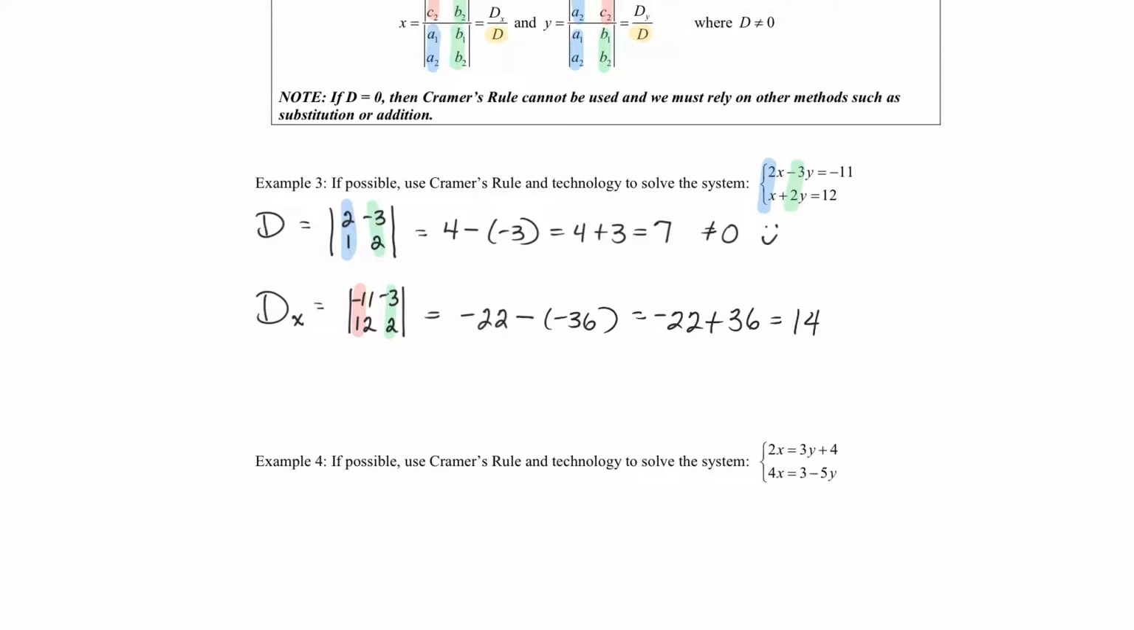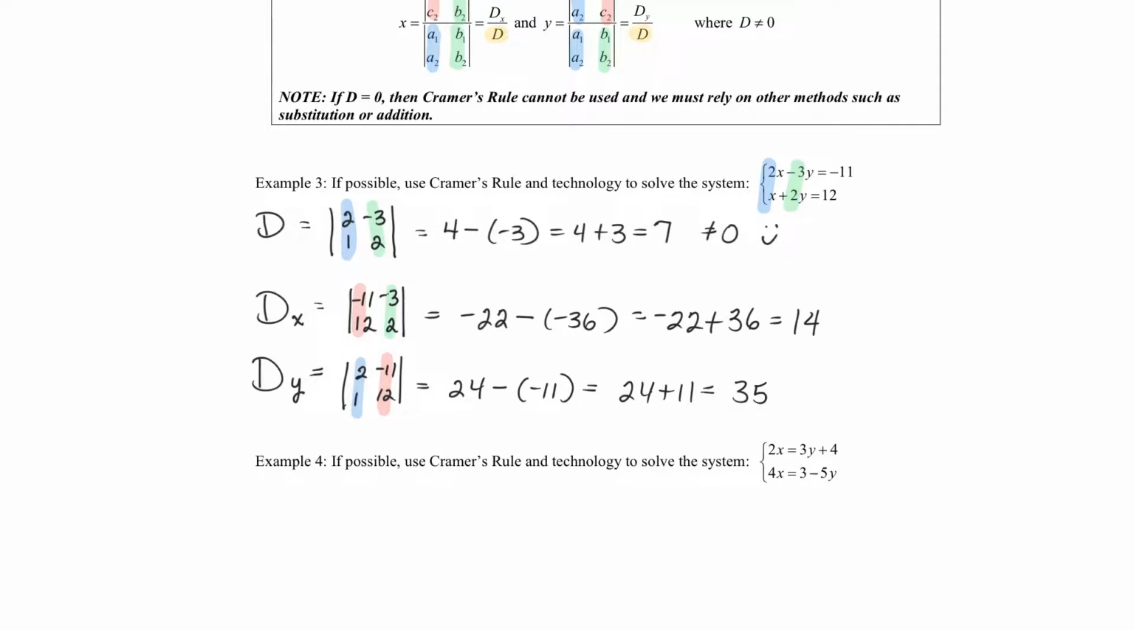And then I'm going to find the numerator to solve for y, which I'm going to call D sub y. And that one, I replace the y coefficients with the constants and leave the x alone. So 2, 1, and then negative 11, 12. So multiplying, I'm going to get 24, right? Minus negative 11, or 24 plus 11, which is 35.